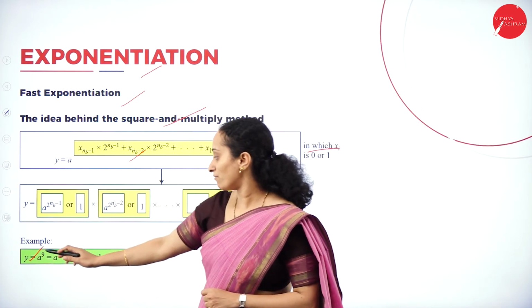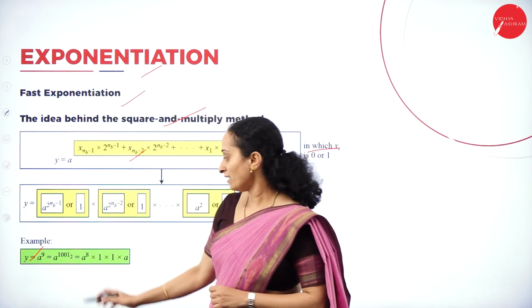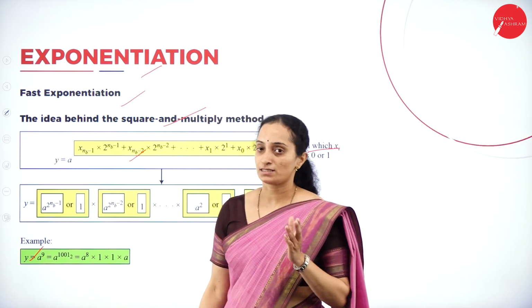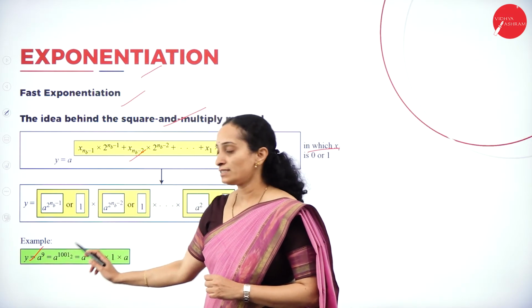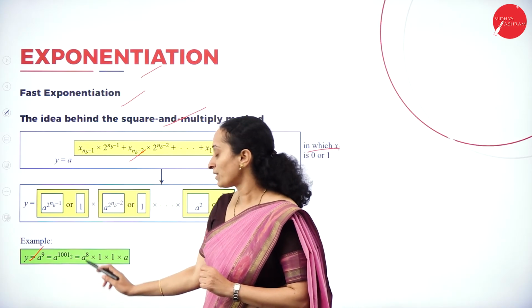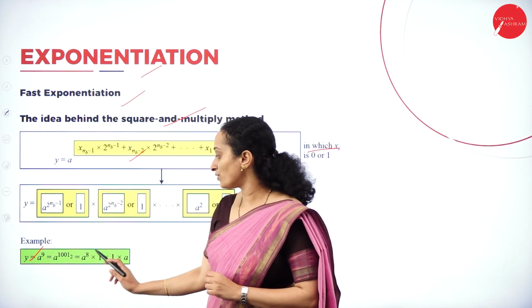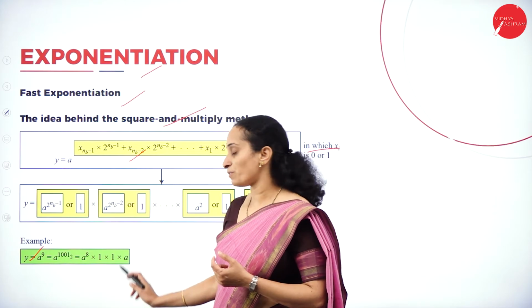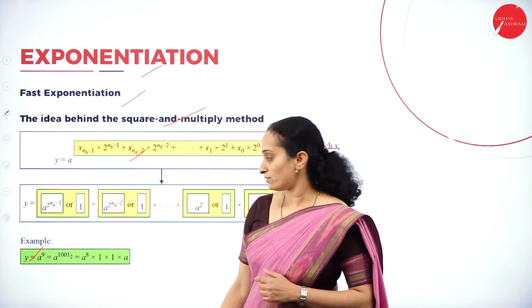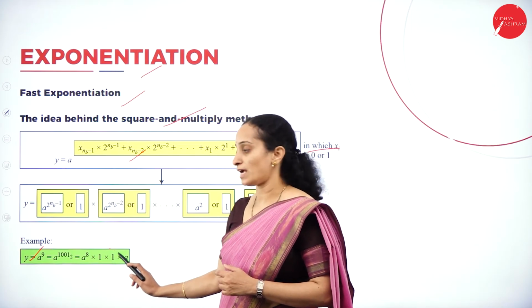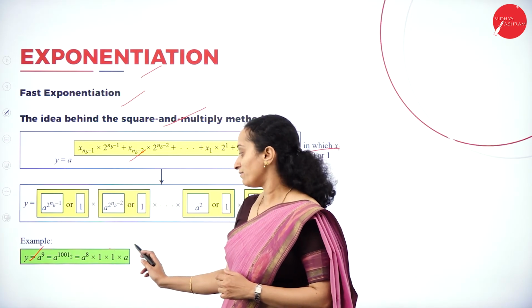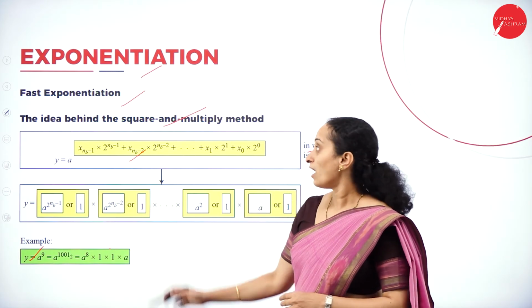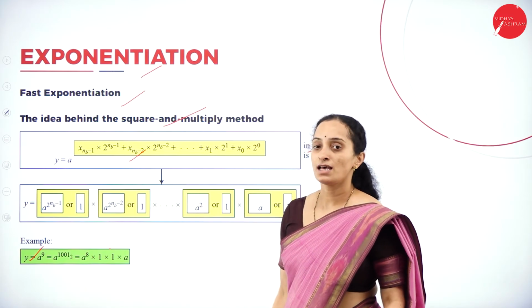Like we have an example, y equals a to the power of 9 equals a to the power of 1001 with base 2, that is the binary value. 9 is represented as 1001, which can be factorized as a to the power of 8 into a to the power of 0 into a to the power of 0 into a. A to the power of 0 stands for 1, and we have a to the power of 1 equals a. So we are finding the factorization along with the exponentiation in this expression.